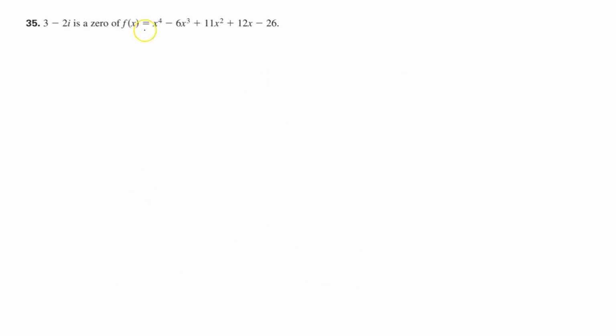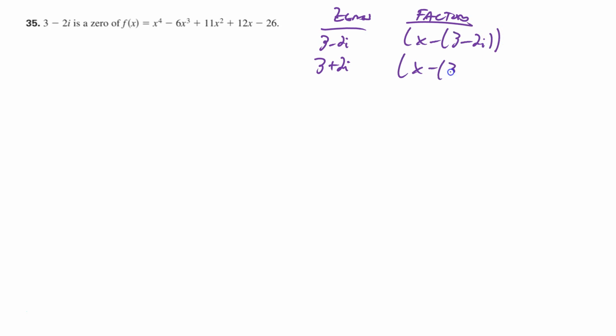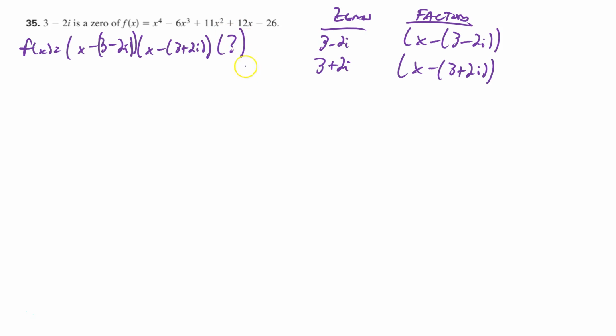3 minus 2i is a 0 of this one. Okay, so let's make a list of our zeros and factors. So zeros right now, I have 3 minus 2i and 3 plus 2i, right, because of the conjugate roots theorem. So that gives me x minus 3 minus 2i, x minus 3 plus 2i. All right, so I need to know what I have left, right? So I have f of x is equal to those two factors, x minus 3 minus 2i times x minus 3 plus 2i times who knows what. So we're going to have to find that question mark, so we're going to divide.